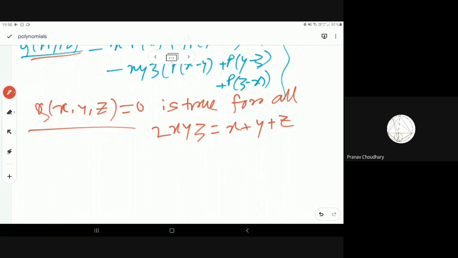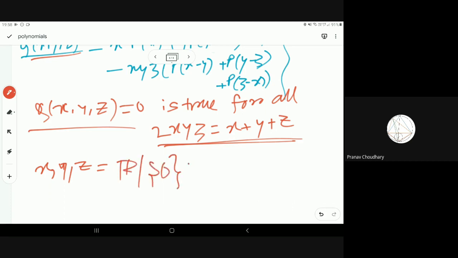Okay, so this is the main point of the solution. Q(x, y, z) equals 0 is basically true for all real x, y, z, right? So this means that you can not only substitute x, y, z as non-zero reals, you can basically substitute x, y, z as anything. You can even let one of them be 0, right? So this is basically the main part of the problem. Other than that, it's basically a functional equation. You just have to substitute values and wait, right?